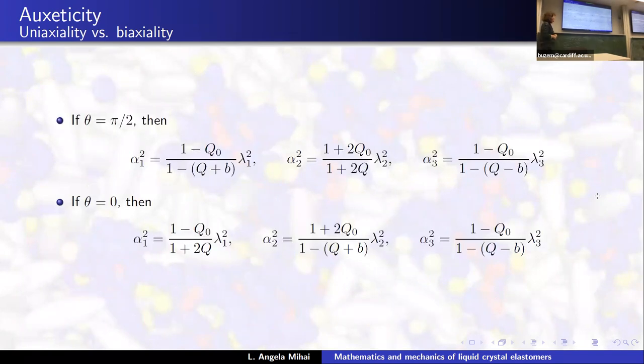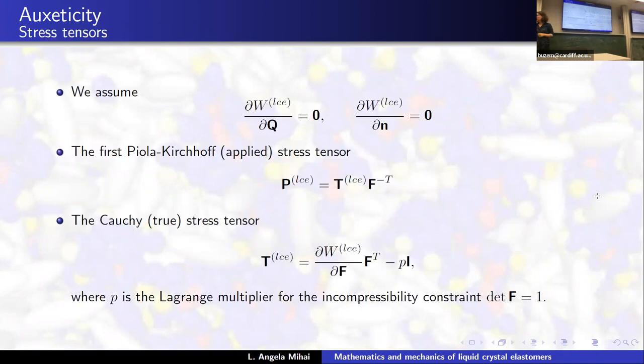We can assemble now alpha 1 square, alpha 2 square, alpha 3 square in the three cases. Remember, the alphas were the eigenvalues of A transpose A, where A is G minus 1 F G 0. So we can now write them in terms of the lambdas and also in terms of the components of the order parameter tensor, for the two situations: when the nematic director in the first phase remains as in the reference configuration, and in the second phase when it flips and is aligned with the applied force.